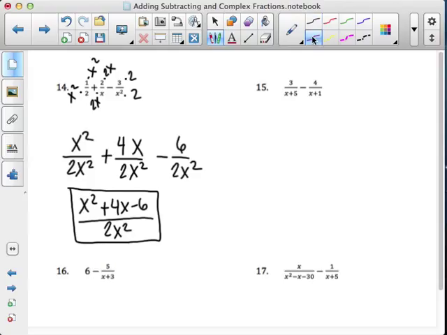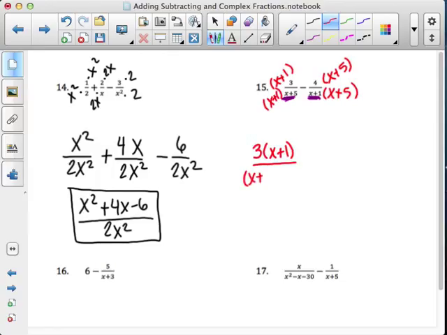All right, number 15. Now I'm going to ask myself, what am I missing on the right side that I have on the left side? And what am I missing in the left denominator that I have on the right denominator? So I know that on the right fraction, I'm missing an x plus 5. So that's what I want to multiply by. And I know on the left side, I'm missing an x plus 1. So that's what I'm going to multiply by. So now I have 3 times x plus 1 over x plus 1 times x plus 5 minus 4 times x plus 5 over x plus 1 times x plus 5. So you see how my multiplying got me a common denominator.